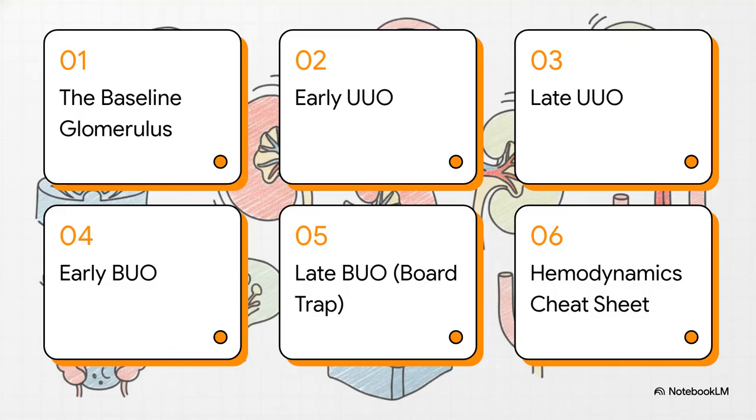Here is our clinical timeline for this explainer. First, the baseline glomerulus. Second, early unilateral ureteral obstruction, or UUO. Third, late UUO. Fourth, early bilateral obstruction, or BUO. Fifth, late BUO, which happens to contain a classic board exam trap. And finally, number 6, our hemodynamics cheat sheet.